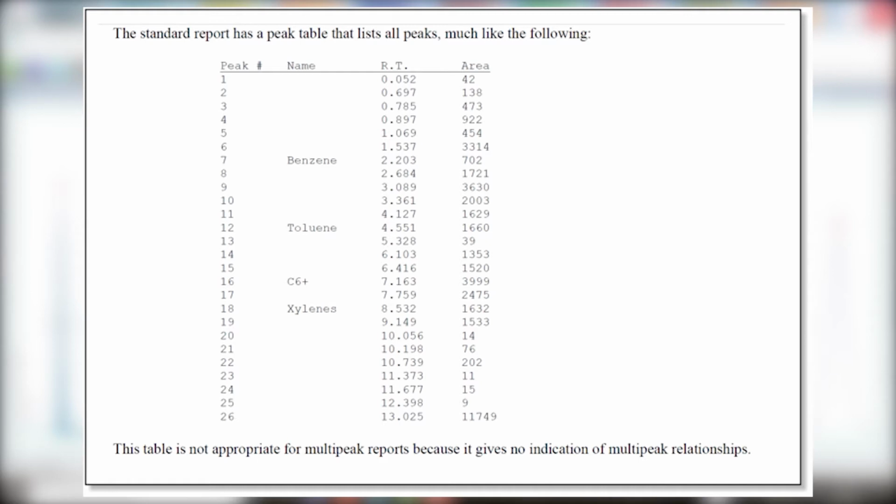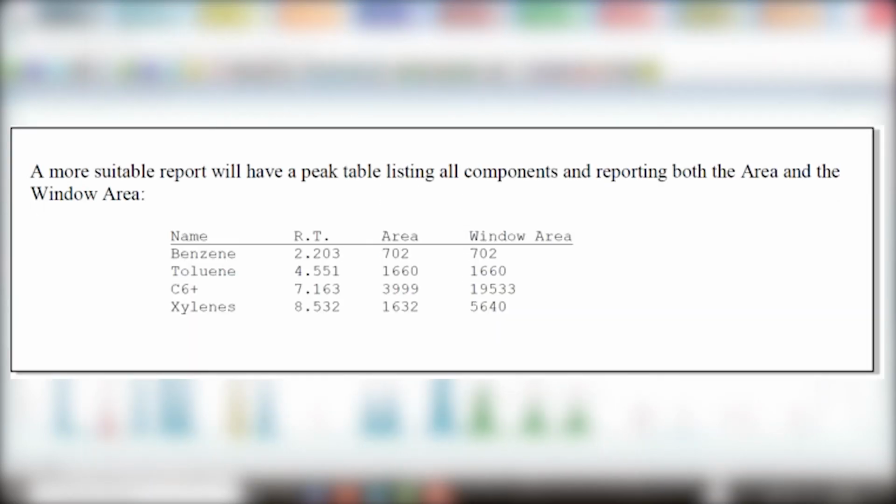This table is not appropriate for multi-peak reports because it gives no indication of multi-peak relationships. A more suitable report will have a peak table listing all components and reporting both the area and the window area. For the first two components, benzene and toluene, the area and the window area are identical to one another and to the peak areas shown in the previous table. This is expected behavior for all nested single-peak search windows, where only one peak is involved. For the last two components, C6+ and xylenes, the area is less than the window area. This is expected behavior for non-nested single-peak search windows, and for any multi-peak search window, when more than one peak is involved. The area column shows the area of the centermost peaks.